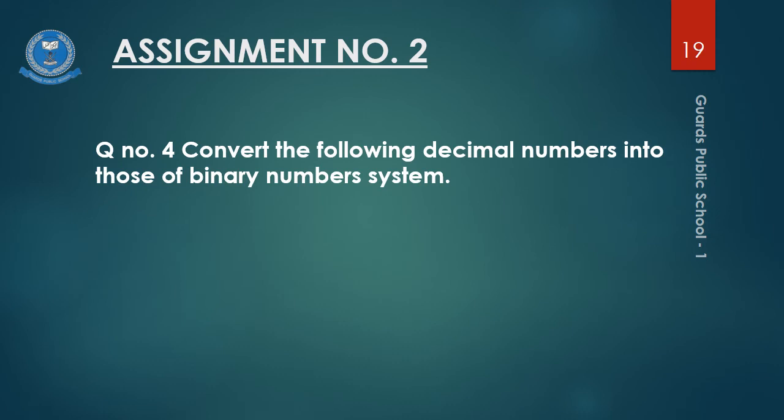And in assignment number 2, you will do the next question, that is, convert the following decimal numbers into the binary number system. The numbers you have been given are 8, 25, 97 and 151. You will convert these 4 numbers into binary numbers in your second assignment.